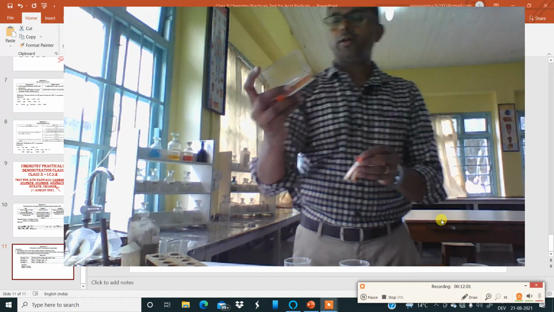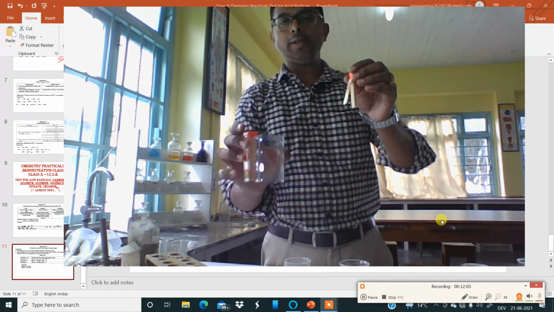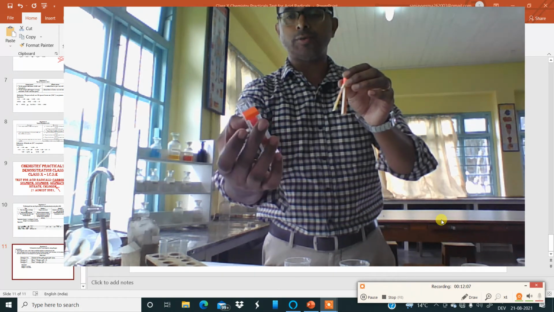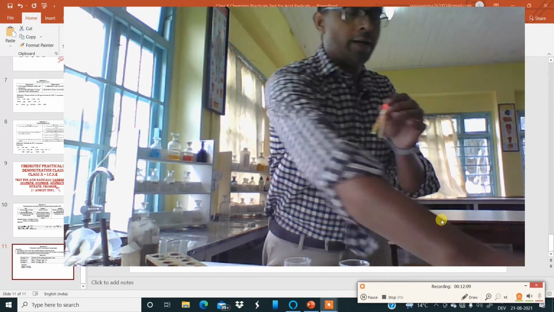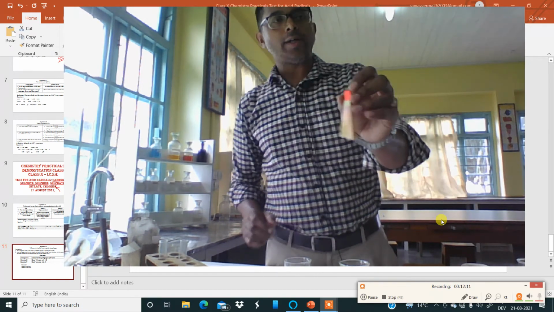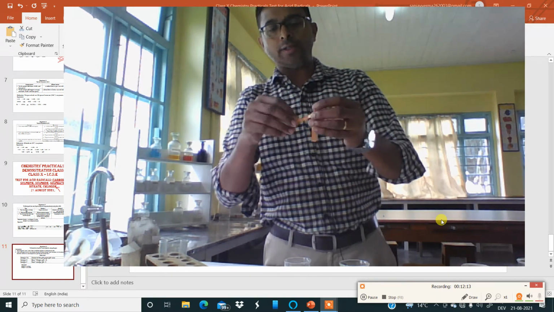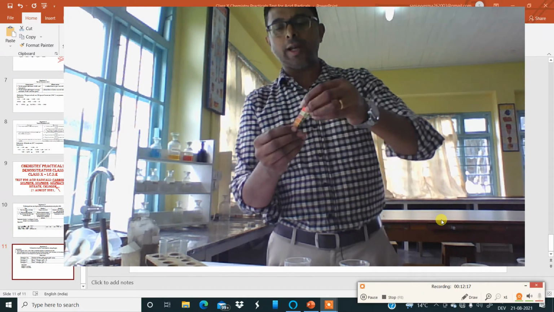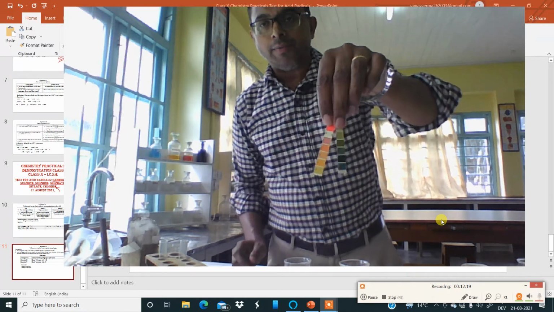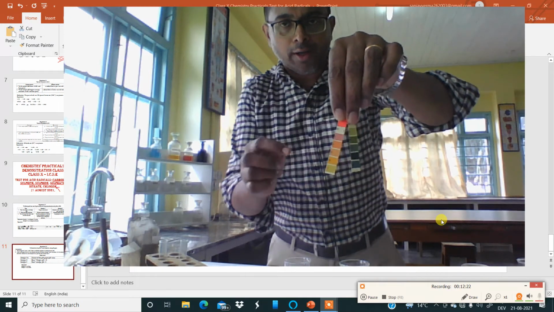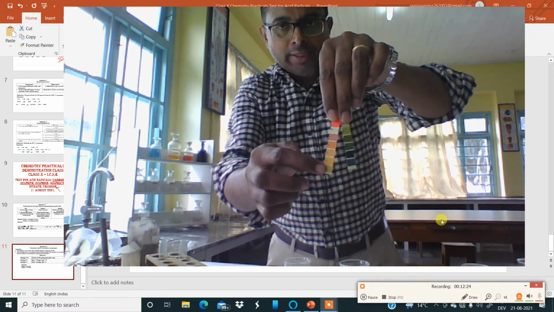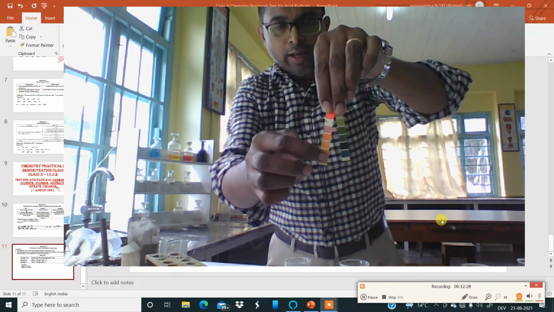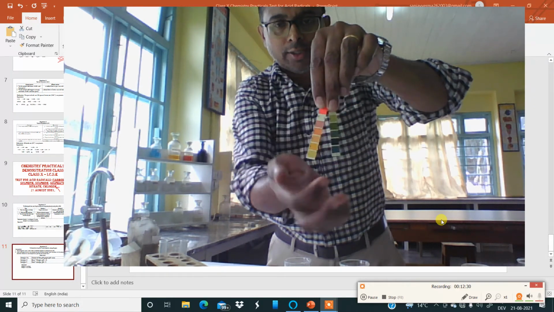This universal paper is available in containers like this. It was packed properly so that it doesn't get spoiled. Now if you look at the universal indicator over here on these strips, there are two strips. There are different colors. These are the color ranges for the acidic colors, and these are the color ranges for the alkaline, basic colors.